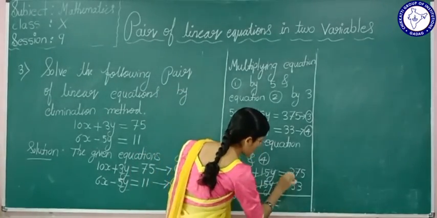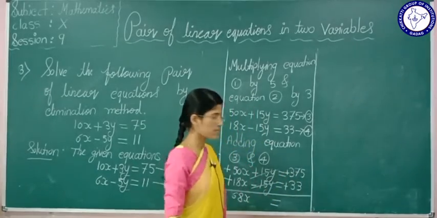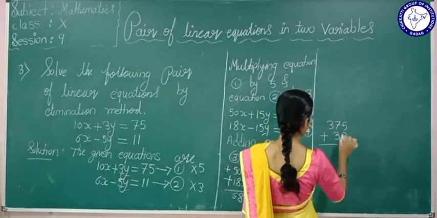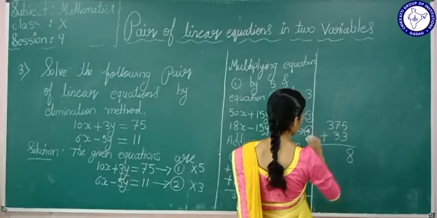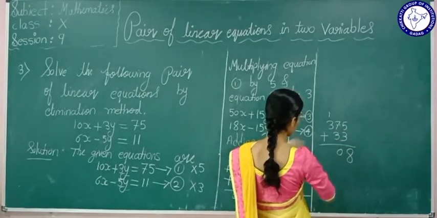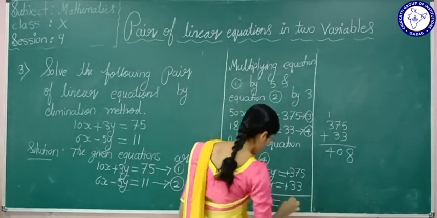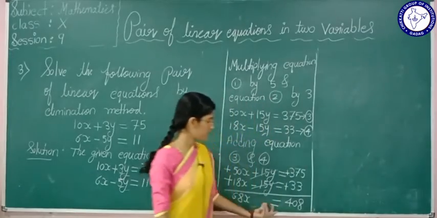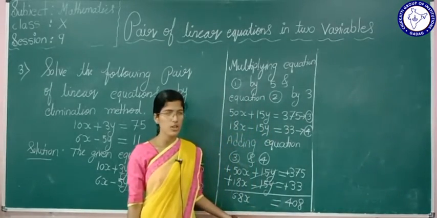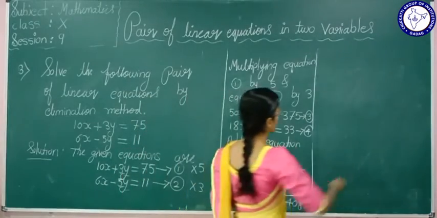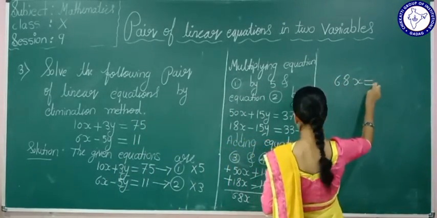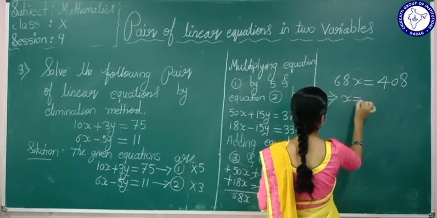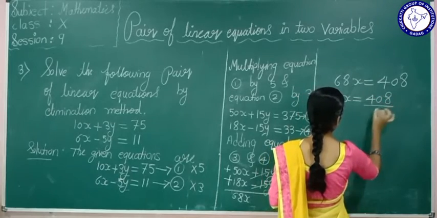Is equal to plus is what, students? Plus. What is 375 plus 33? 5 plus 3 is 8. 7 plus 3 is 10. 1 plus 3 is 4. It will be 408. Now see, we got here a linear equation in one variable. You know how to solve this. You are so perfect in this. That is 68x is equal to 408. This implies x is equal to 408 by 68.